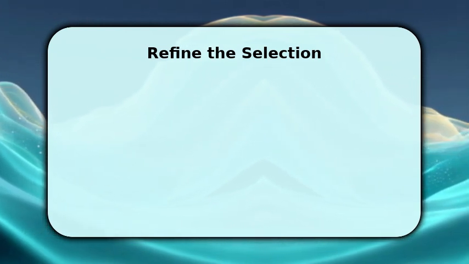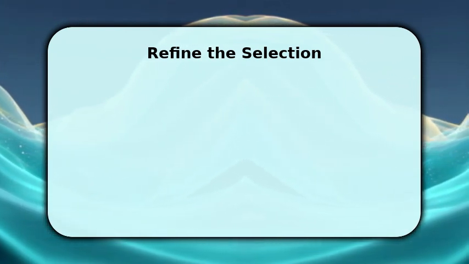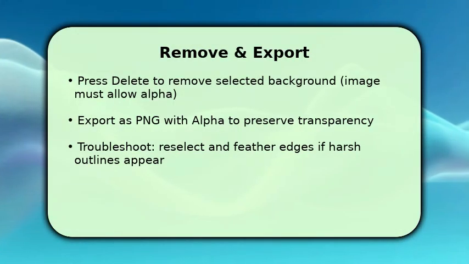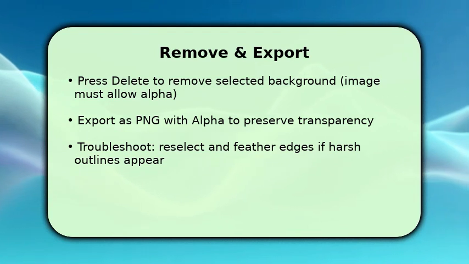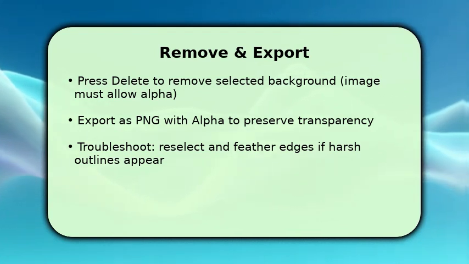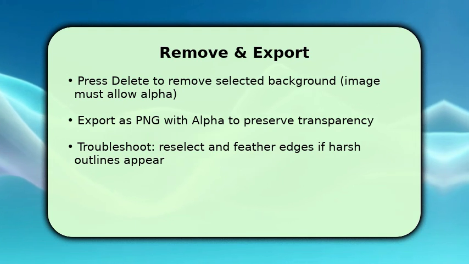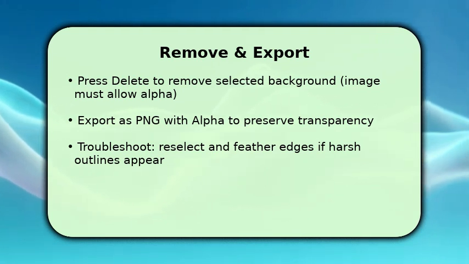You finish by deleting the selected background. Preview removes those pixels and leaves transparency if the image supports an alpha channel. If delete grays out, duplicate the file or export as PNG first, then reopen and repeat selection so transparency is preserved.